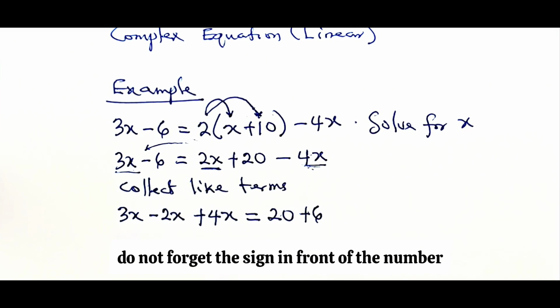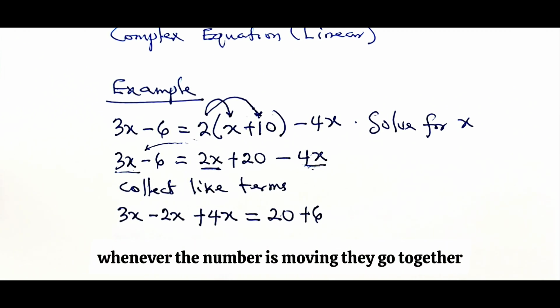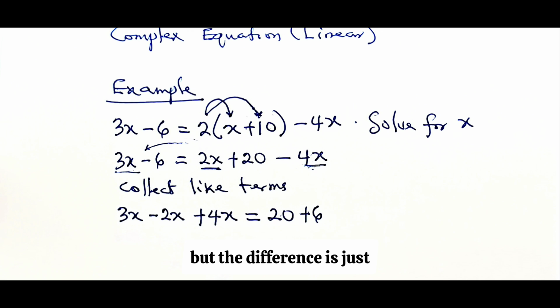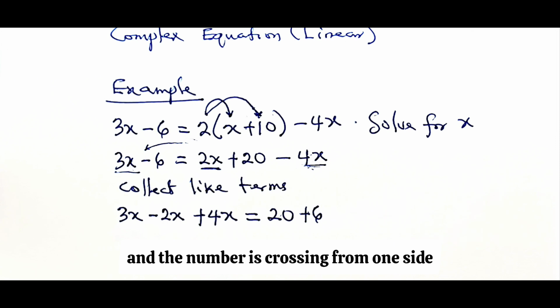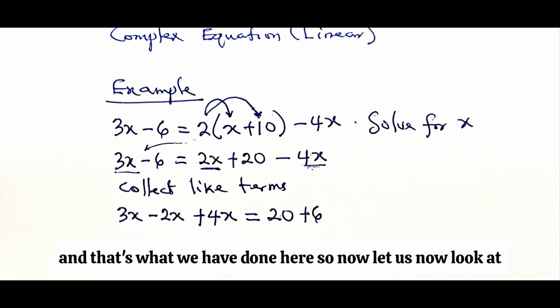Do not forget the sign in front of the number. Whenever the number is moving, they go together. The difference is just that when the number is crossing from one side to the other side, with the equal to in between them, the sign changes. And that's what we have done here.